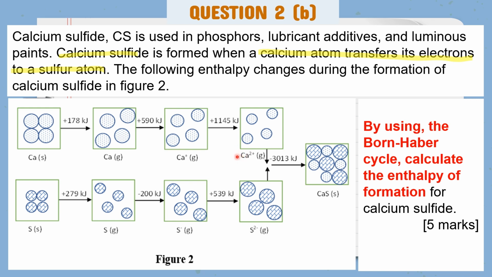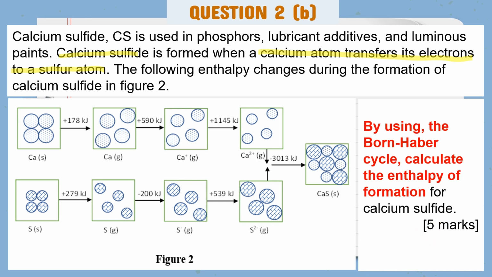And then for sulfur, it becomes a gaseous ion, a gaseous ion with 2 negative charges. Then we produce CaS. What the question asks us to do is, by using the Born-Haber cycle, calculate the enthalpy of formation for calcium sulfide.